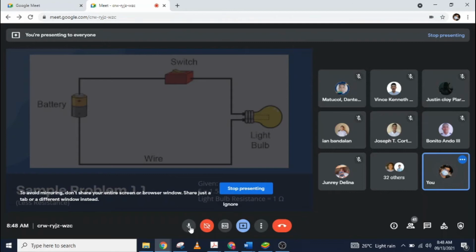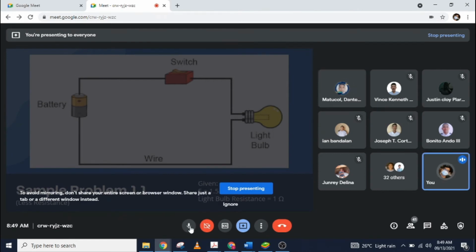Now, let me ask you class, what happened to the current when we decrease the resistance? Kasi kanina, di ba, 30 ohms yun. 1.5 volts, 30 ohms yung light bulb resistance. Ngayon naman, 1.5 volts pa rin, ginawa nating 1 ohm. So there is a decrease in resistance. Now, what did you observe to the current? Anybody from the group? It increased, sir. Matukol, it increased. Okay?